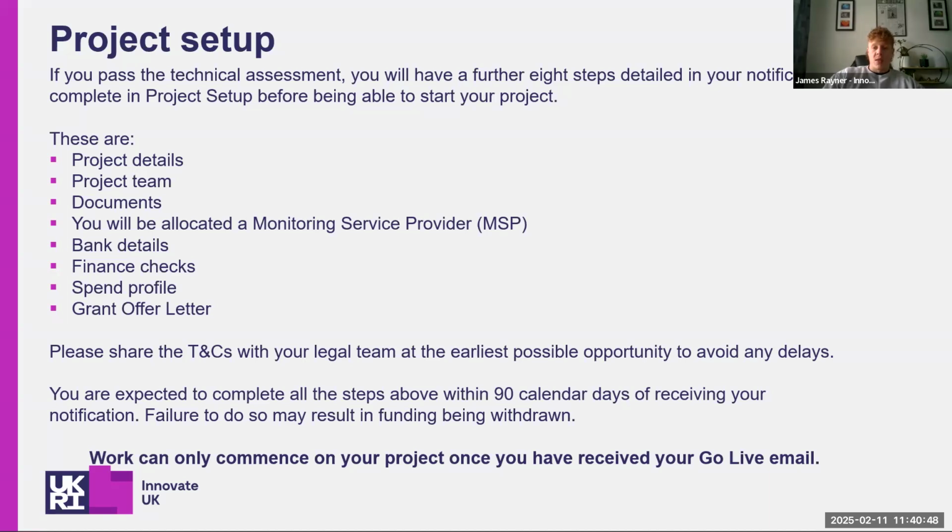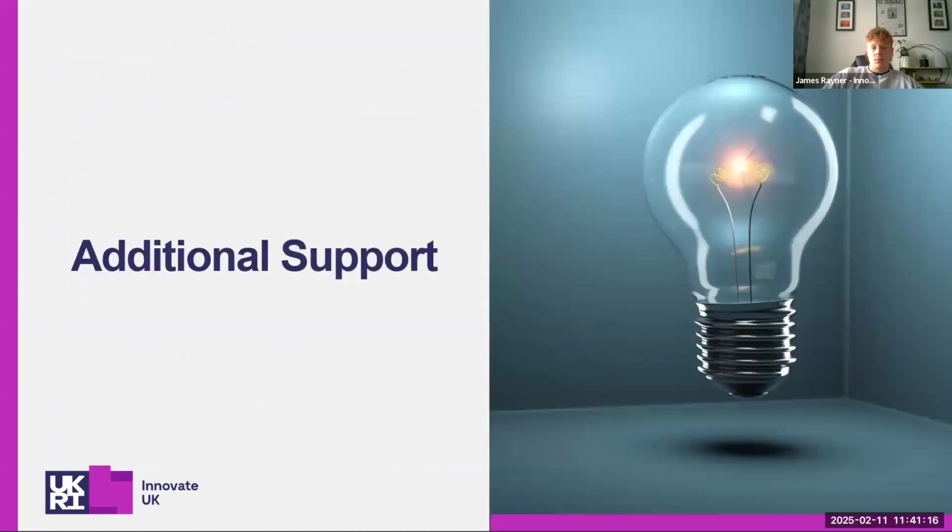Please ensure that you share the T's and C's with your legal team at the earliest possible opportunity. Once notified, you'll have 30 calendar days to do this. The final step will be to sign and return your grant offer letter. We must first approve it, and then you will get a go live email confirming that you can start your project. Your project will always have a start date of the 1st of the month, and you can only claim for costs incurred and paid for after your project has started.